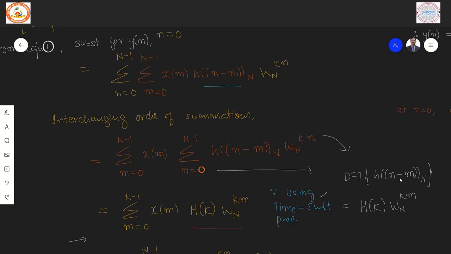The time shift property will tell you that the DFT of this is nothing but H of k, because h of n's DFT is H of k, multiplied by the exponent. In the time domain if you shift, we have to multiply by an exponent in the frequency domain. So here we are multiplying with W_N to the power of km. Please note the sign also. Here we have minus, here we'll have plus. Therefore, substituting it here in the equation, this is what we have.